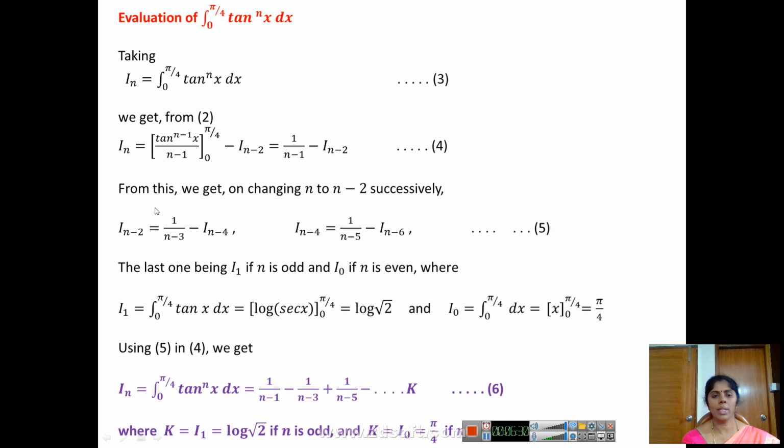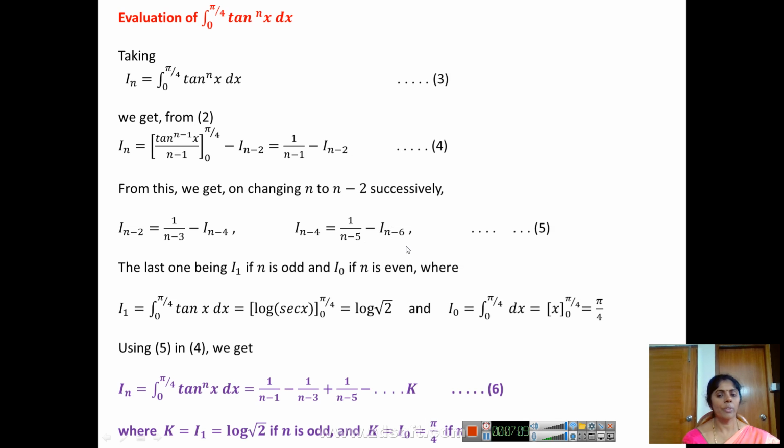To get that one, what we can do is change n to n minus 2 successively in equation 4. That is, if I change n to n minus 2 in equation 4, we get I n minus 2 equals 1 divided by n minus 3 minus I n minus 4. To get I n minus 4, change n in equation 4 by n minus 4. We get I n minus 4 equals 1 divided by n minus 5 minus I n minus 6.